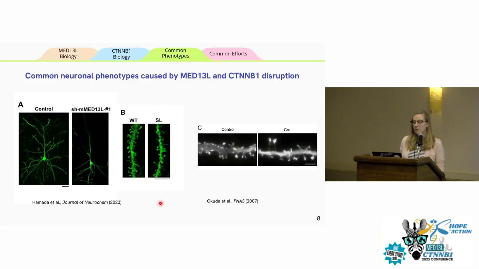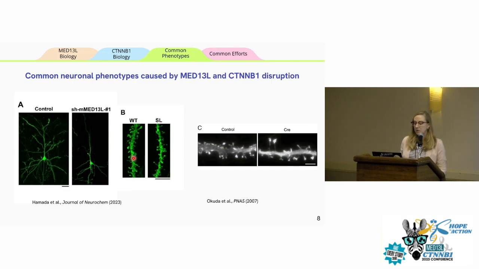So one of those common phenotypes can be seen in neurons. What you're looking at in figure A here is a pyramidal neuron. This is a glutamatergic neuron, derived from the hippocampus, a part of the brain which is involved in a lot of spatial awareness as well as many other things. And you can see that this is in a MED13L knockdown mouse. You see a dramatic decrease in this branching, this dendritic arborization.